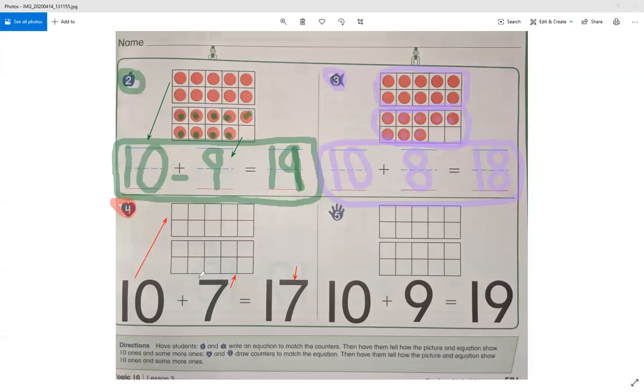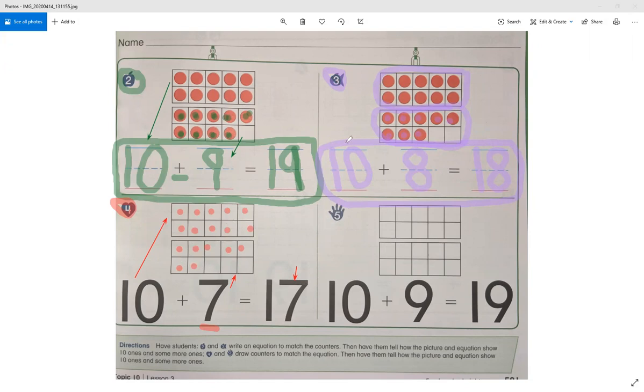Okay, so y'all try to tell me before I do it, how many should I put in this top 10 frame? If you said 10, then you are correct. 1, 2, 3, 4, 5, 6, 7, 8, 9, 10. Now, how many should go in this 10 frame down here? 7, right? 1, 2, 3, 4, 5, 6, 7. Awesome. So we have 10 in the top, 7 in the second 10 frame, and we know that equals 17. So if you added up every single dot, you would get 17. And 17 has 10 ones and 7 more ones.